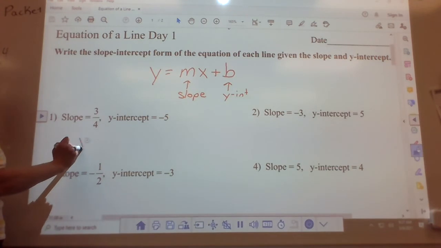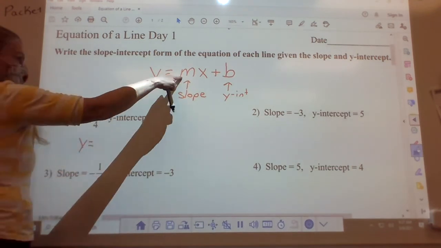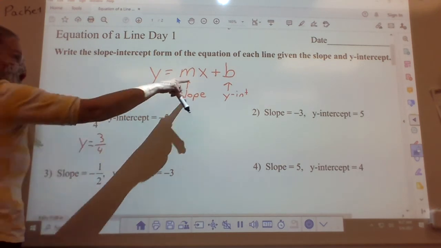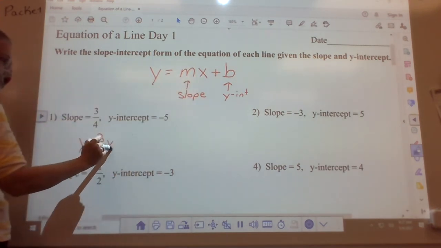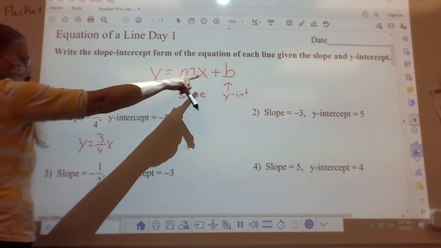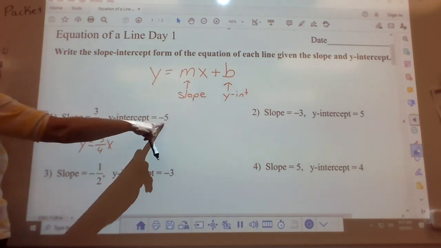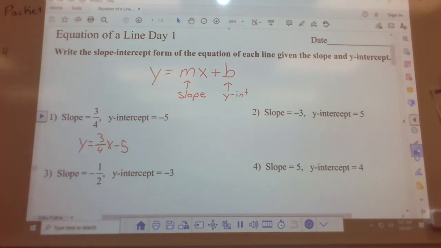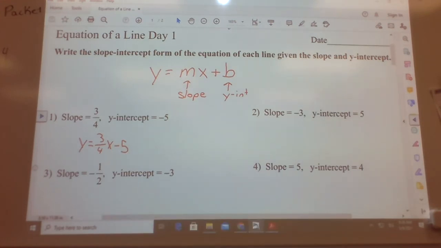So y equals slope, which I said was 3/4, x, put it next to it, plus b, whatever the y-intercept is. Now the y-intercept is a negative, so I want to make sure I put a -5 there. That's it. All you're doing is writing the equation. So y equals 3/4 x minus 5.